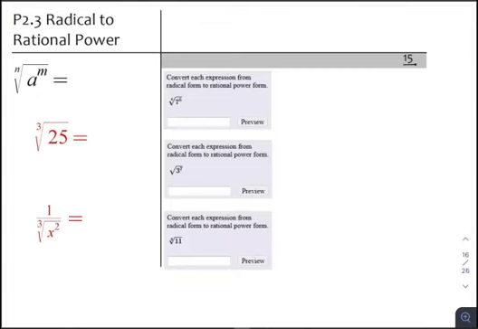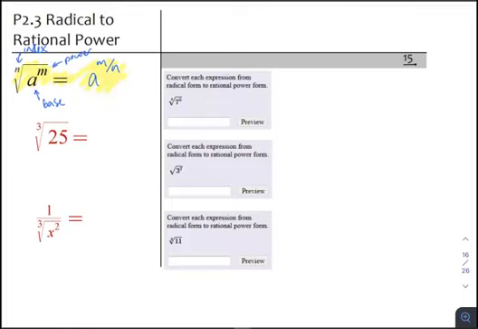The key idea is that you can work with radicals by converting them back and forth from and into rational powers. Here's what the conversion looks like. You have your index, this power m, and this base a. When you convert this into a rational power, the base stays the same and the power stays the same. The only thing you need to change is that the index becomes the denominator of the rational power. So the nth root of a to the m is equivalent to a to the power of m over n.